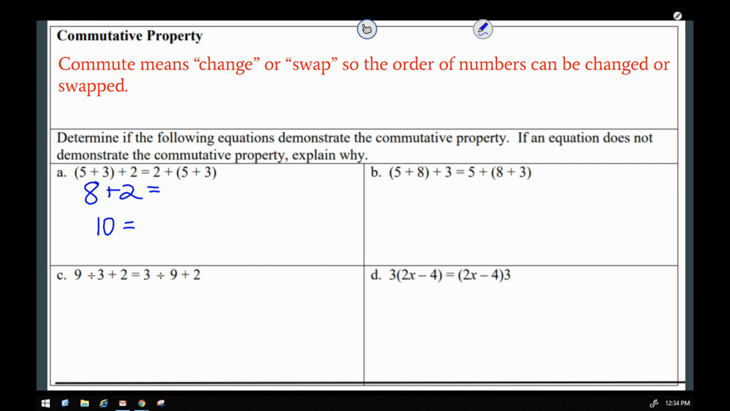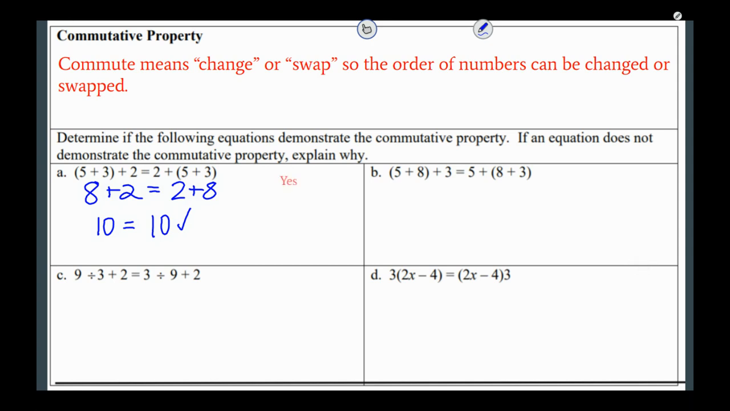Alright, same thing on the right side. Start within the parentheses. 5 plus 3 is still 8. And 2 plus 8 is still 10, right? So does that work for the commutative property? Yes. Alright, go ahead and do the next 3.